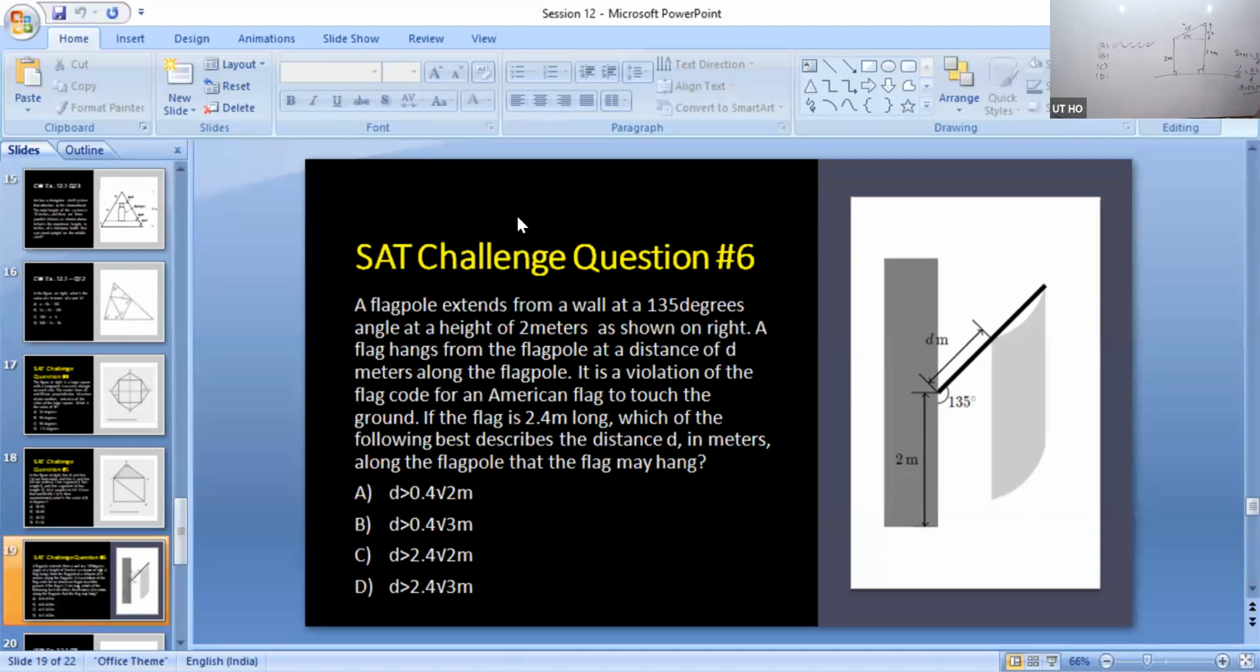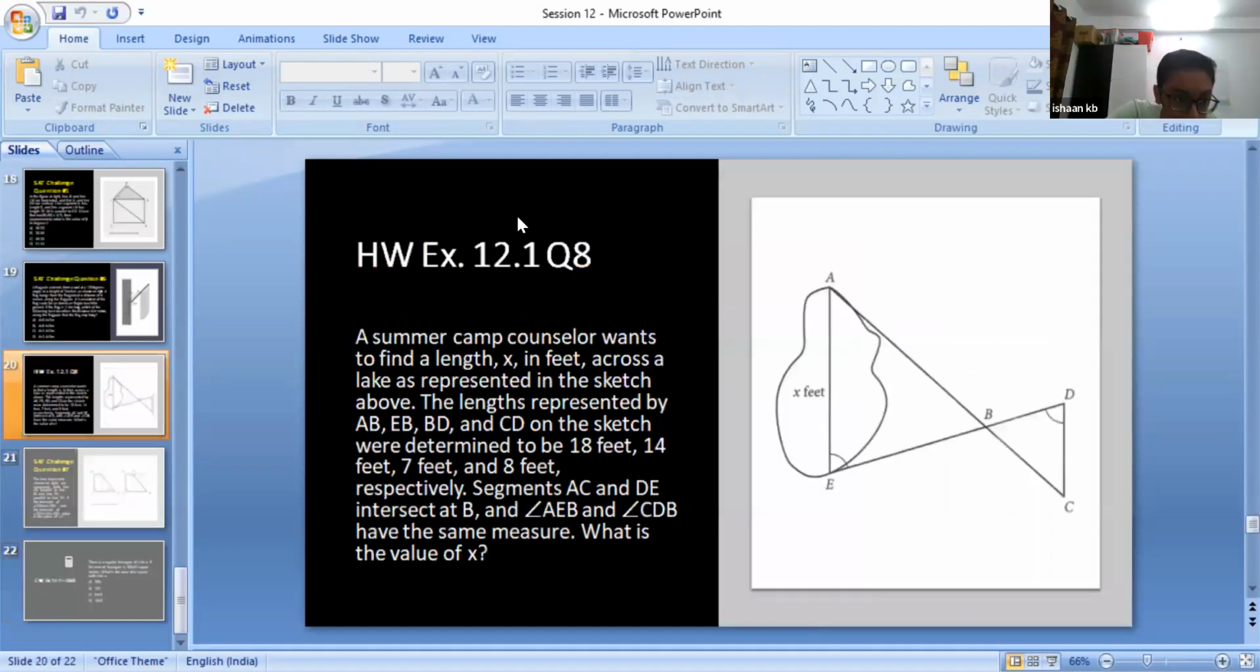Clear? Any doubt? No, sir. No doubt. Okay, the x value is 16. Problem solved. So he is saying, what's your name? Jay. Jay is saying 16. 16 feet.